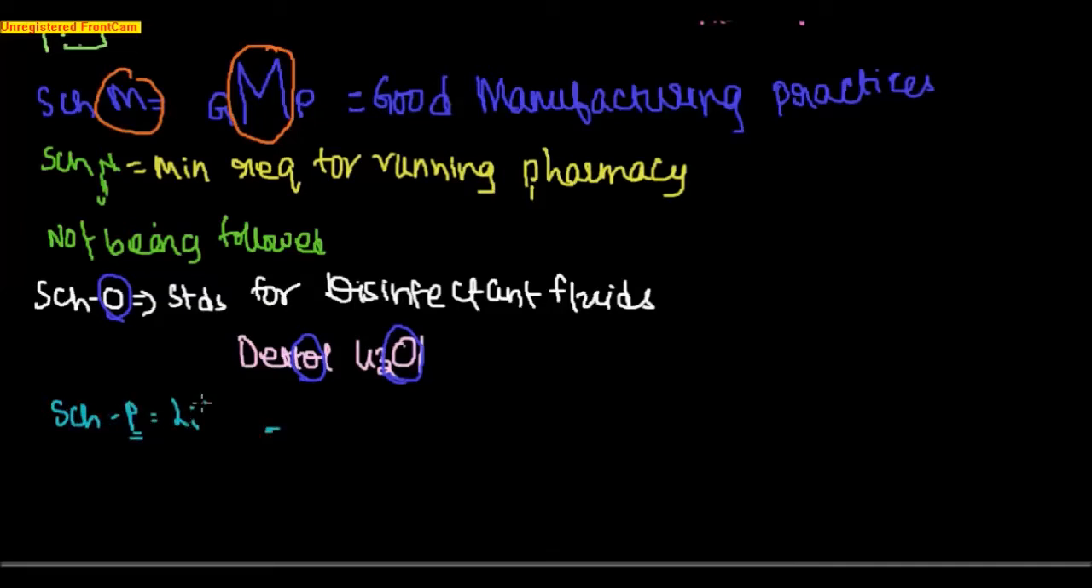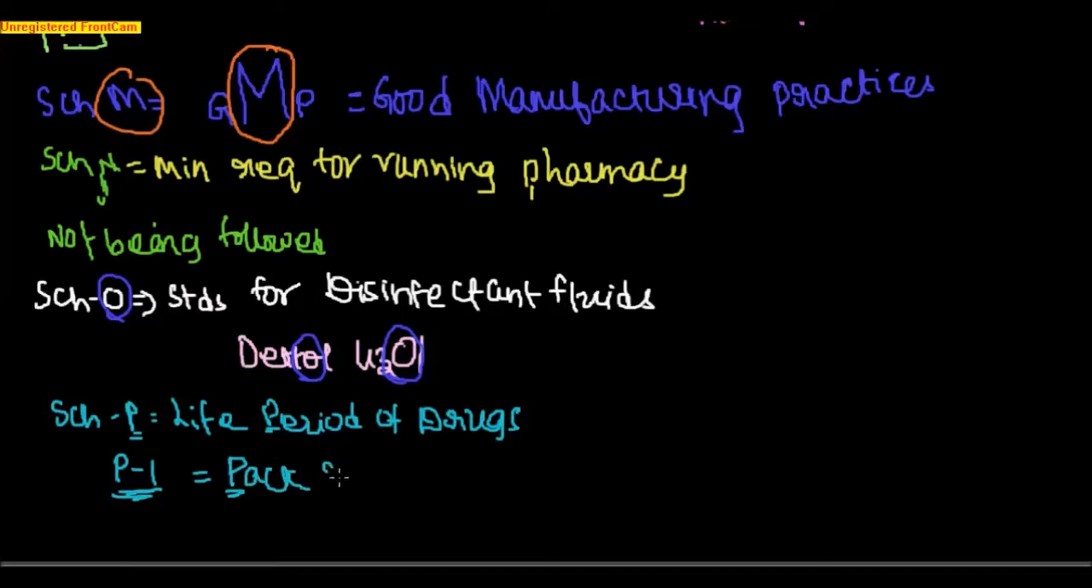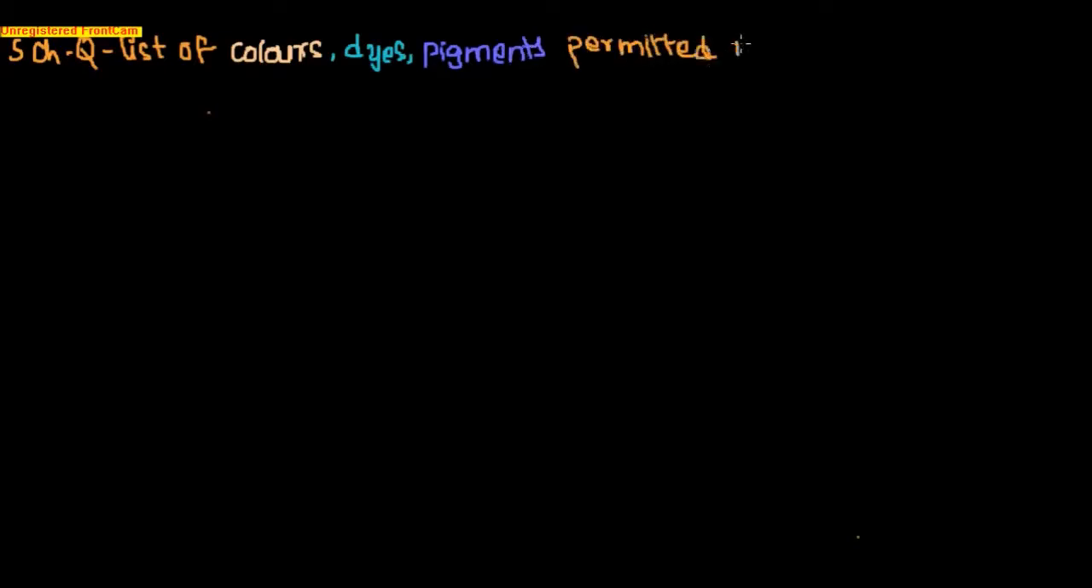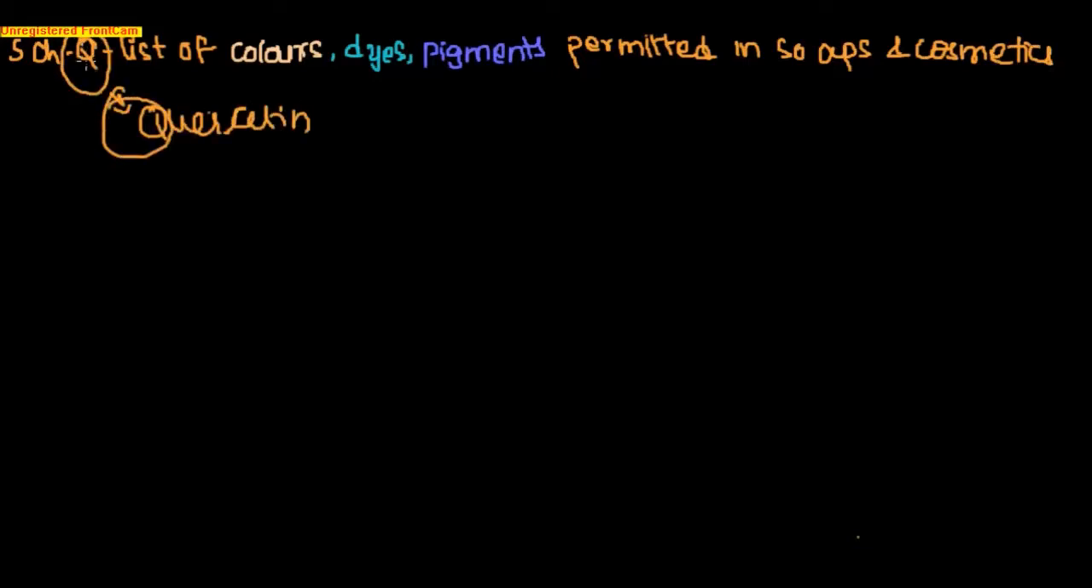And next one is Schedule P. P for P, life period of drugs. And then the next schedule is Schedule P1. P for P again, this time pack sizes of drugs. The next schedule is Schedule Q, which has a list of colors, dyes and pigments which are permitted in soaps and cosmetics. There's a dye or pigment called quercetin. It starts with the letter Q, quercetin. So remember Q for Q.